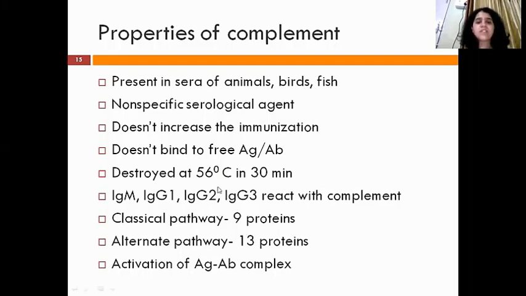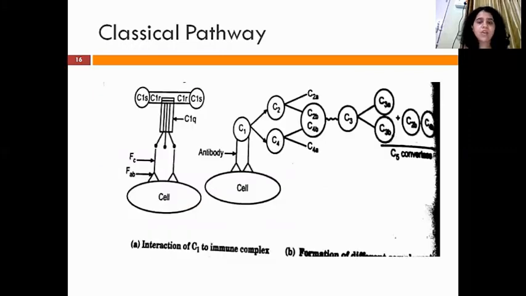They are destroyed at 56 degrees Celsius in 30 minutes. And IgM, IgG1, G2, G3 react with the complement. Now there are two pathways of this complement system through which it works. First is the classical pathway, which contains 9 proteins, and the next is the alternate pathway, which contains 13 proteins. And very important, activation takes place only on the interaction of antigen and antibody. So we will first see the classical pathway. Now this is your microbe cell. Okay, it has been introduced into your body.